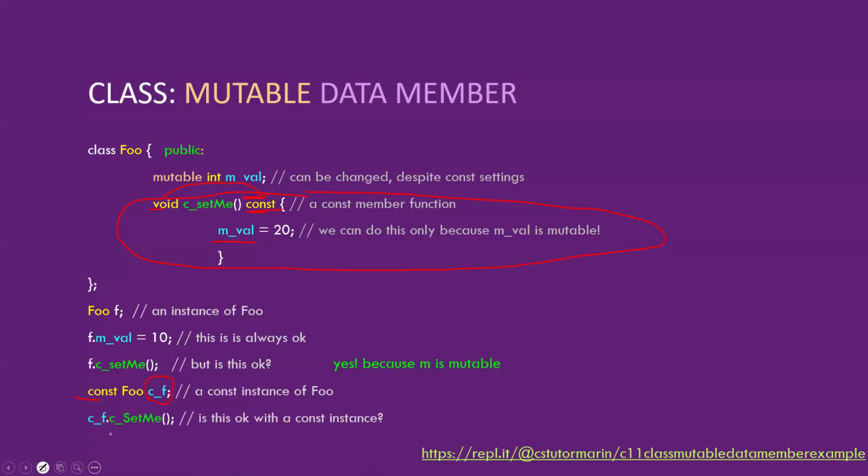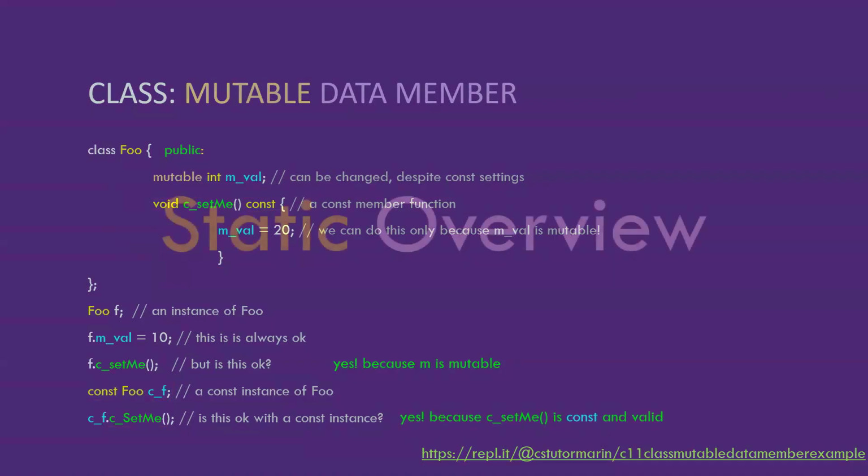Okay. So set me can do that change, and even a constant instance of a class can actually call these const methods, right? Because even though they're changing something, it's allowed under that const rule. Okay, so just a little bit of stuff on the side.